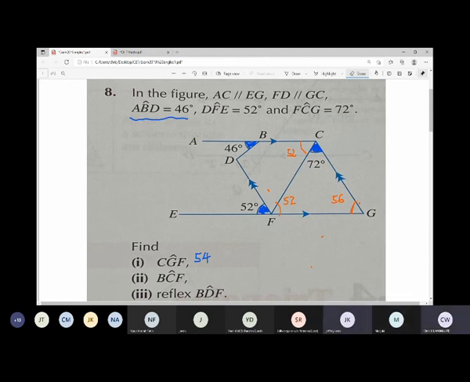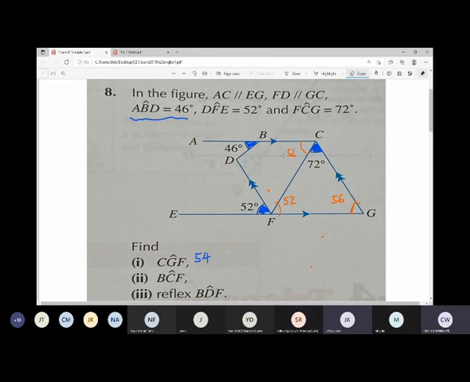Slowly, yeah. Okay, Jeffrey, you are the spokesman now. The rest, listen to him. Jeffrey, can you tell me why is BCF 52? Because I see two correspondent lines. Where is the corresponding line? There, A, B, C, and E, F, G. So? Parallel line, right? Not correspondent, parallel line.